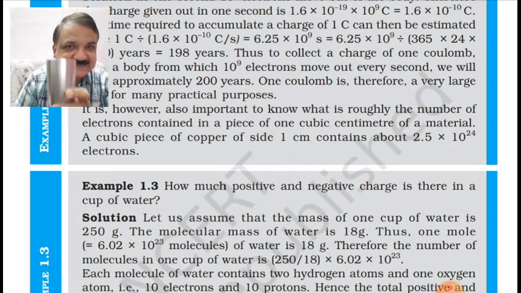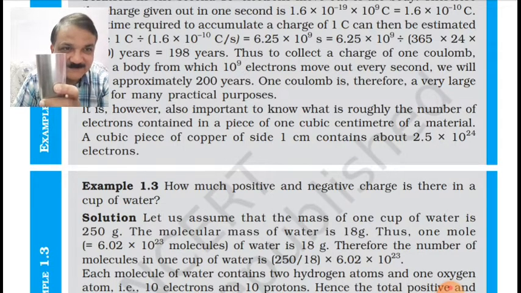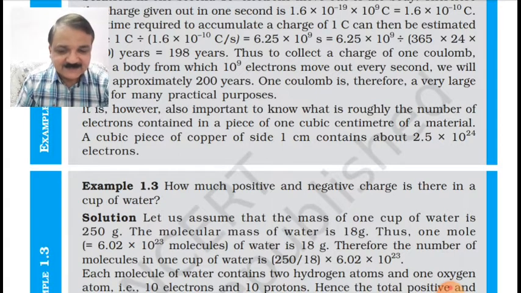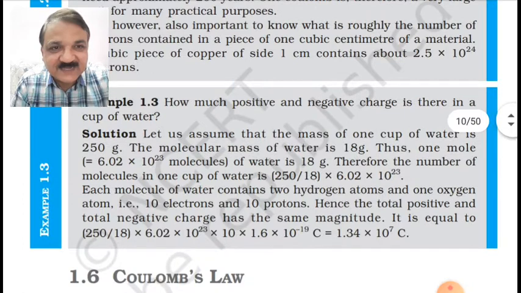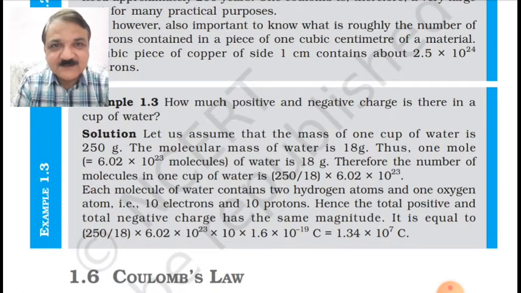Suppose in this glass there are 2 cups of water. So in that, how much positive and how much negative charge is there? By that you can calculate. So go through examples 1.1, 1.2 and 1.3. These are very, very important.